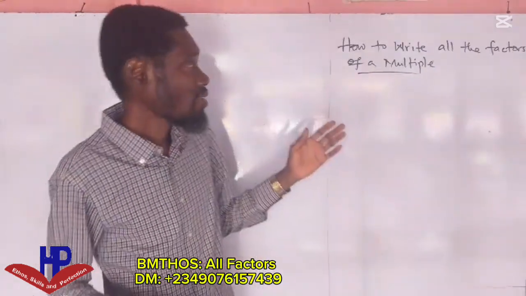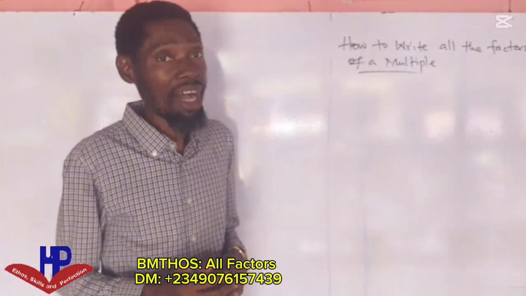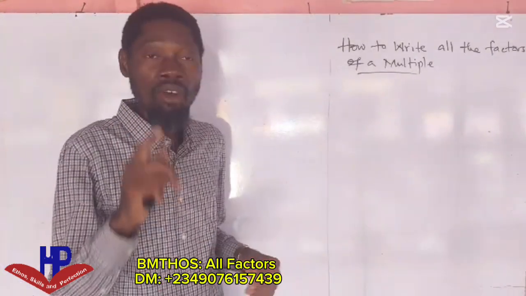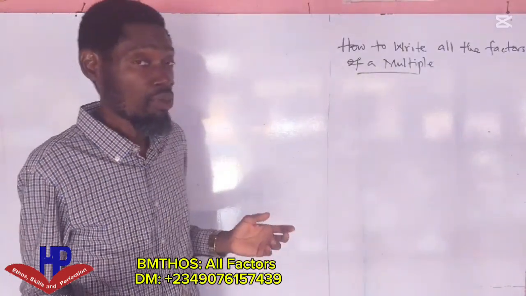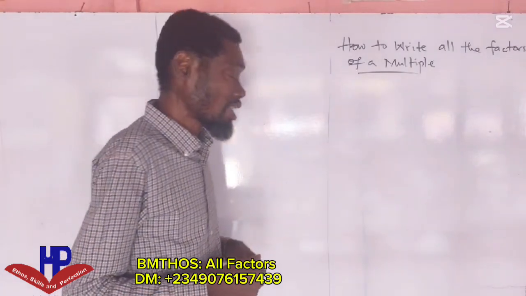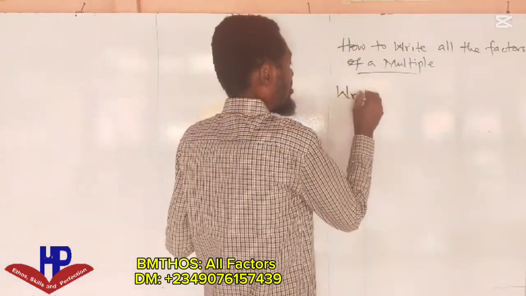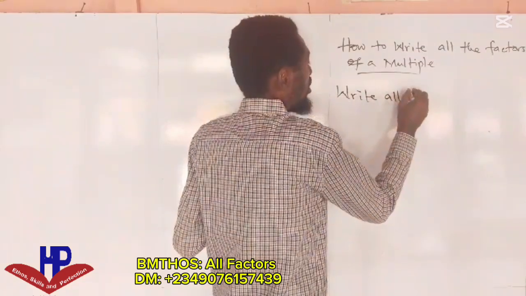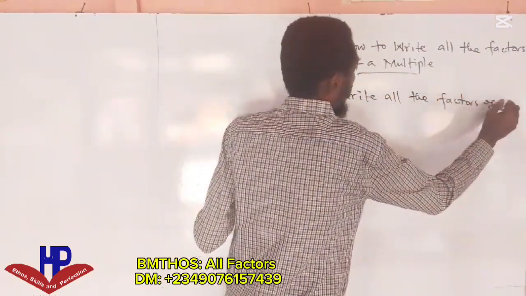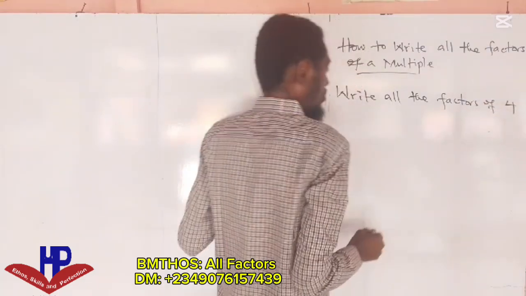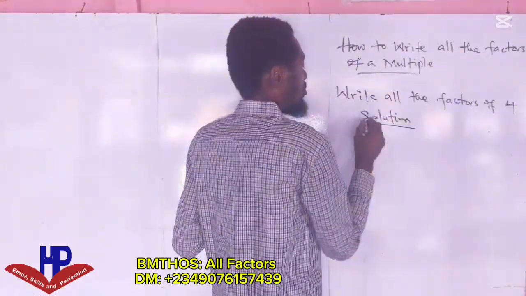So I want to look at a way of writing all the factors of a given number. Remember I said 1 can divide all numbers. If that is true, then 1 can be used to multiply all numbers. So let's start with the first example. You're asked to write all the factors of 4.